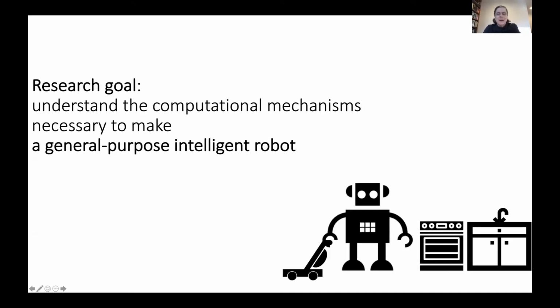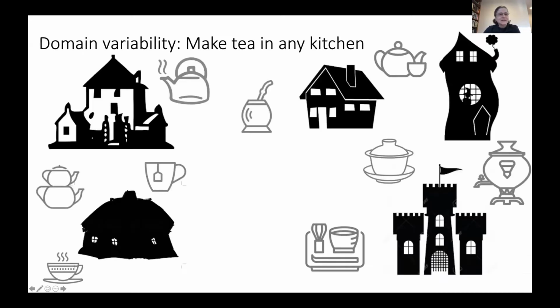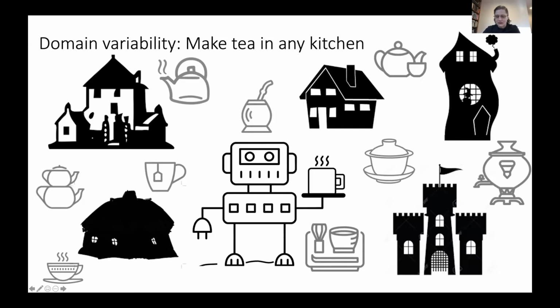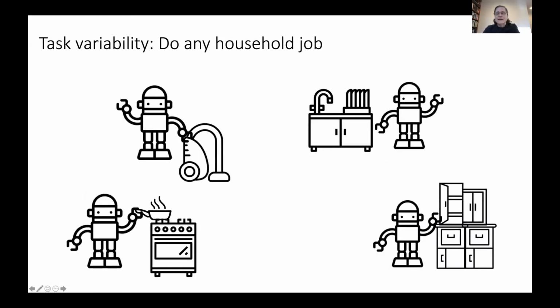I want to talk about my general research goal, which is to make robots that are intelligent, flexible, and can solve any problem in any situation we might want them to do. So we want to make general purpose intelligent robots. And key to that, and different from many robotics projects at the moment, is a real desire to have generality and the ability to handle widely varying domains. For instance, imagine that you wanted to make a robot that could make tea in anybody's kitchen, or that could do any kind of household task.